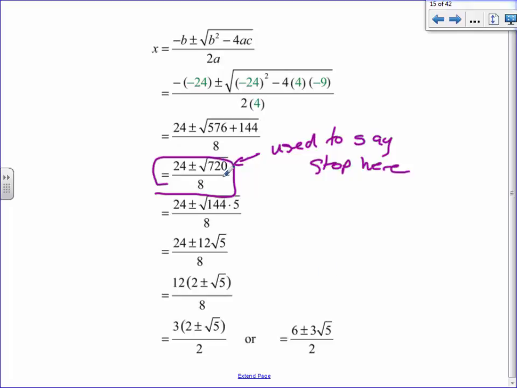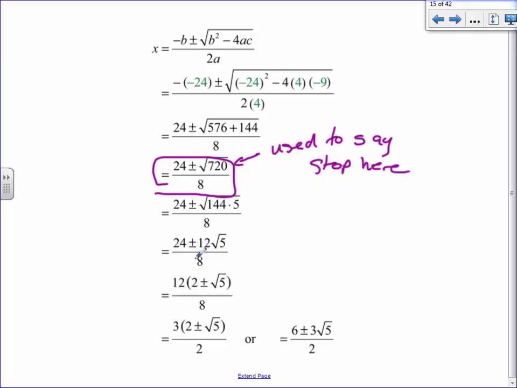720, a large number. It can get broken down into pieces. One of the pieces is 144 and 5. Why did I choose that? For the 144, right? Because the 144 turned into a 12. Now watch this. This next step loses kids sometimes. Just on the top of the fraction, you see how there's a 24 and a 12? We're going to factor that.